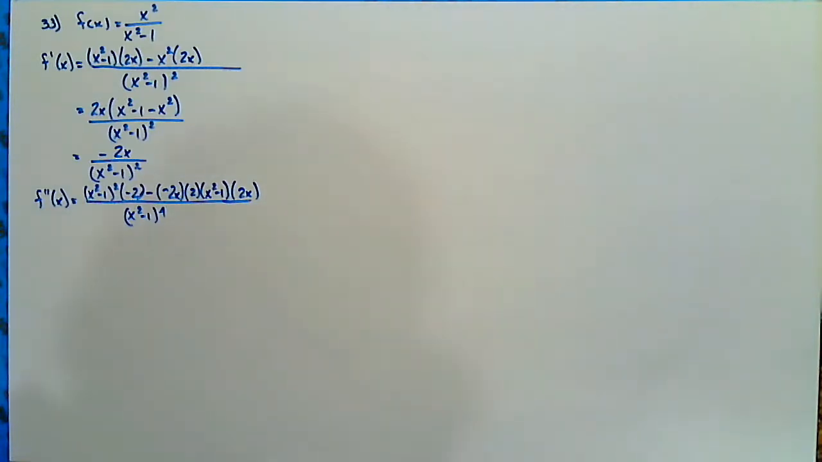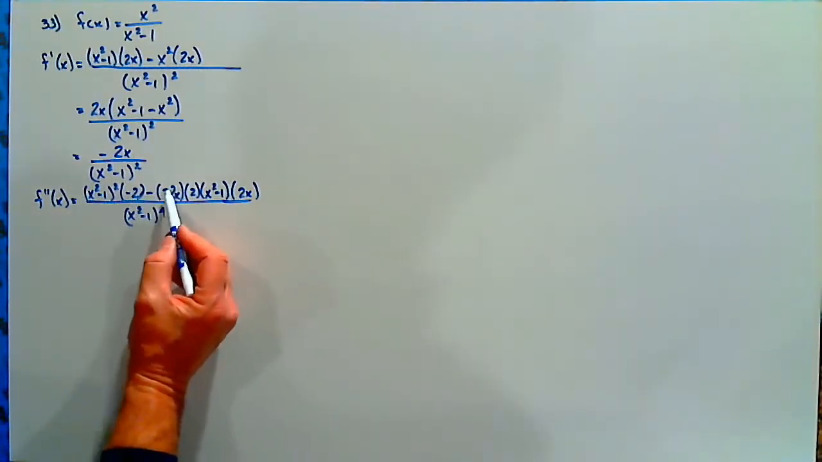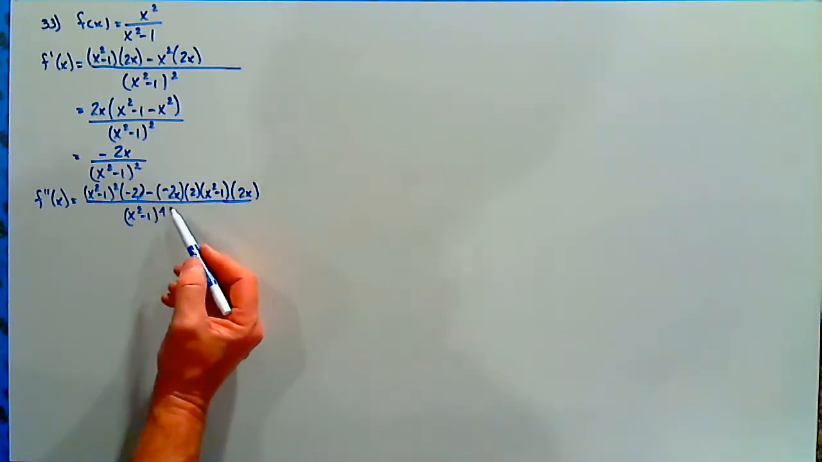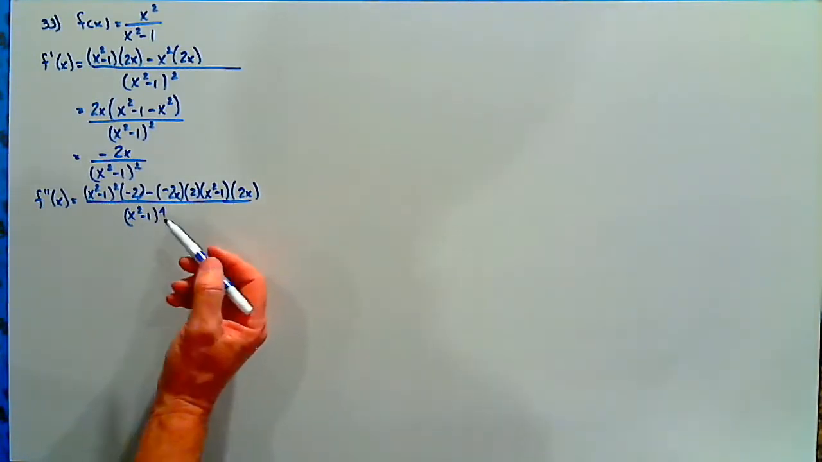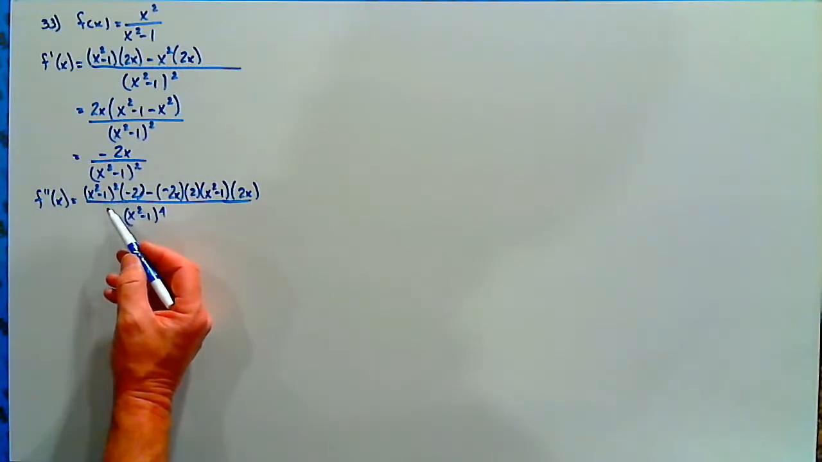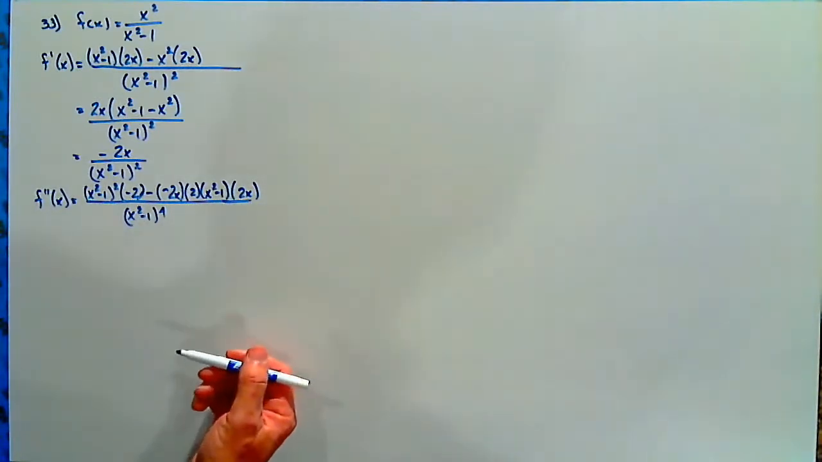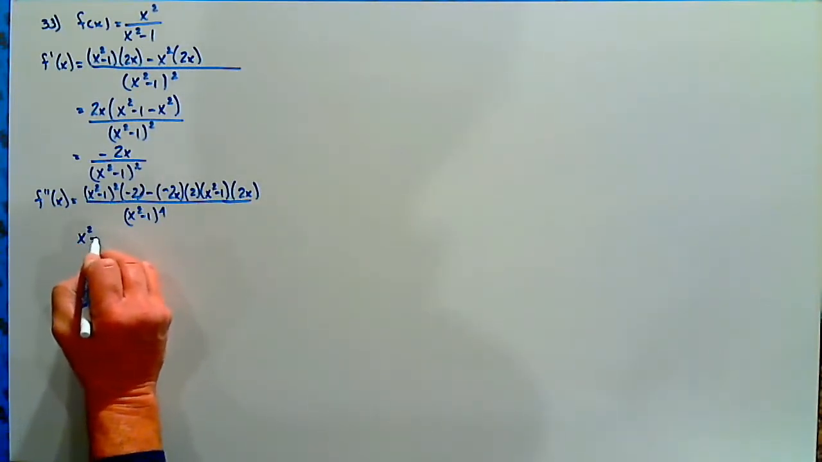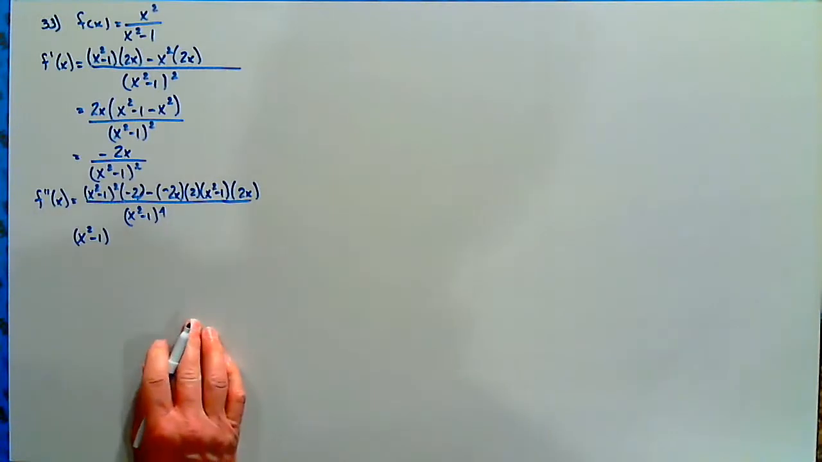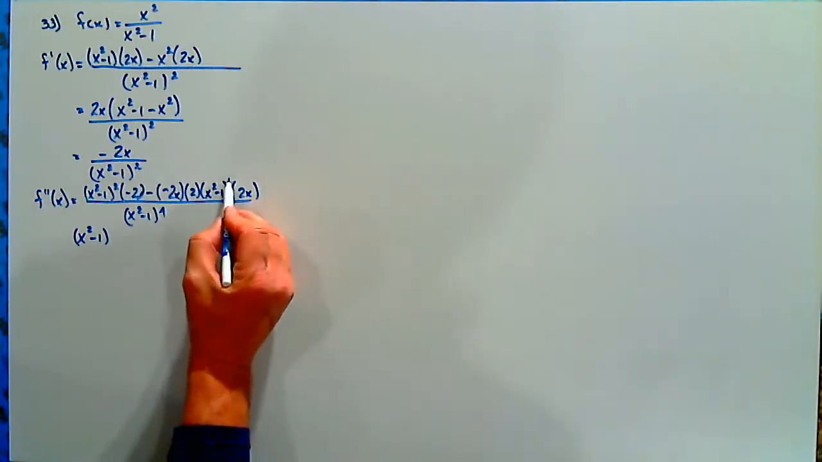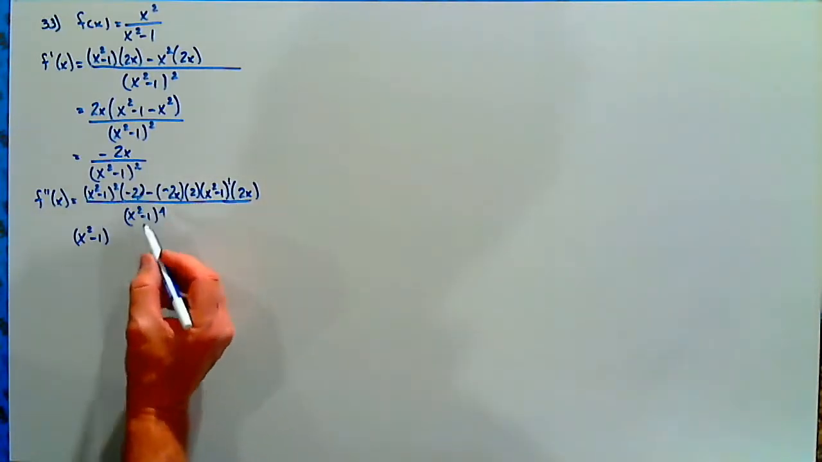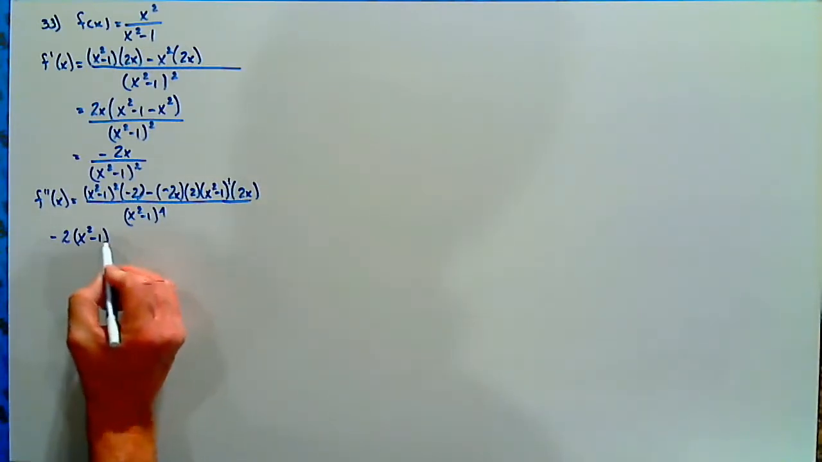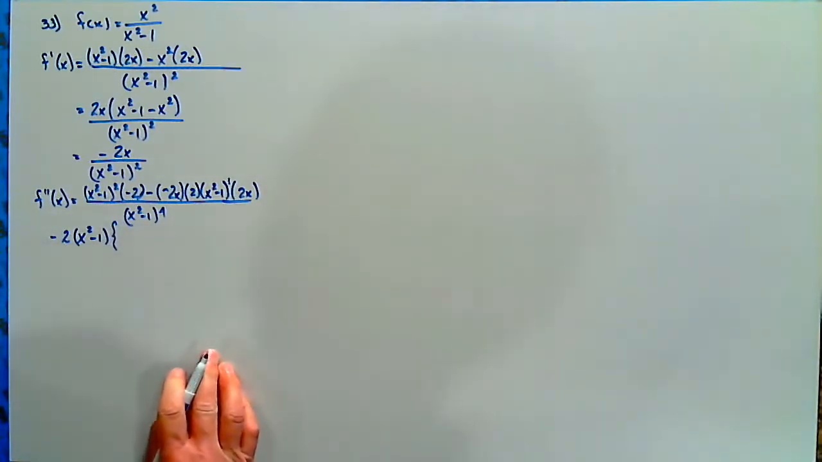So let's see what this all works out to be when we get done. What can we factor out? Well, we have a negative 2, and here's a negative 2, so we can take out a negative 2 if we want. Here's an x squared minus 1 squared. Here's an x squared minus 1. We can bring an x squared minus 1 out. So let's take out the x squared minus 1. That's to the first power, so that we can take out. Let's go ahead and bring out a negative 2. And let's see what we have left.